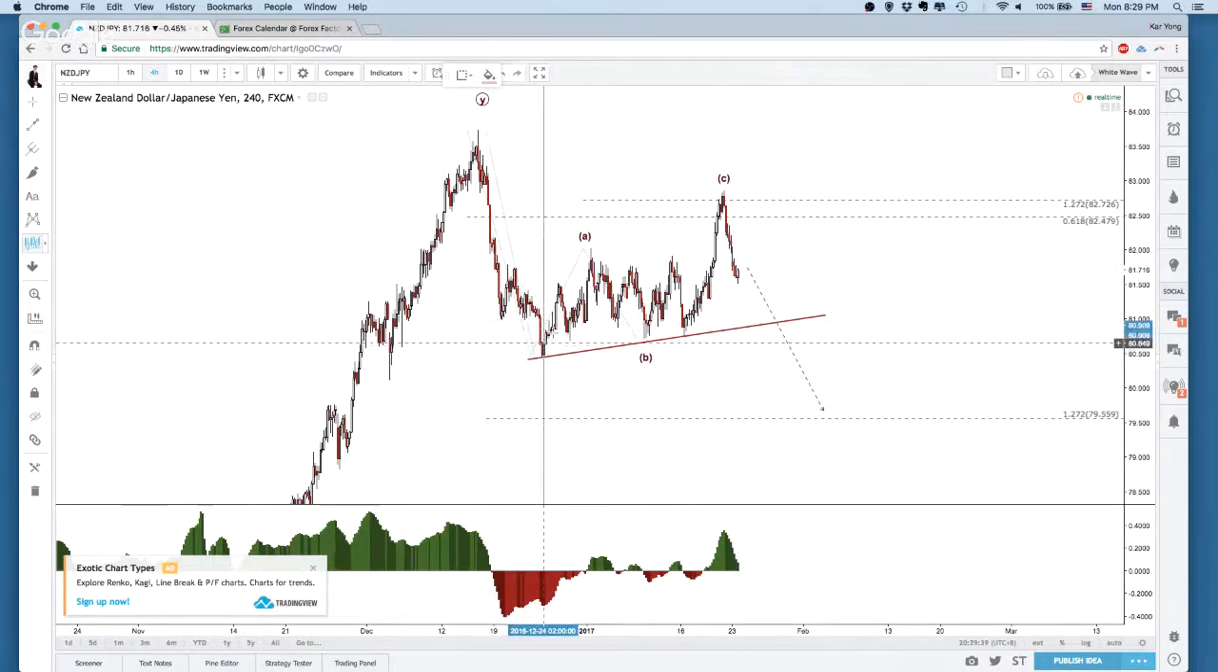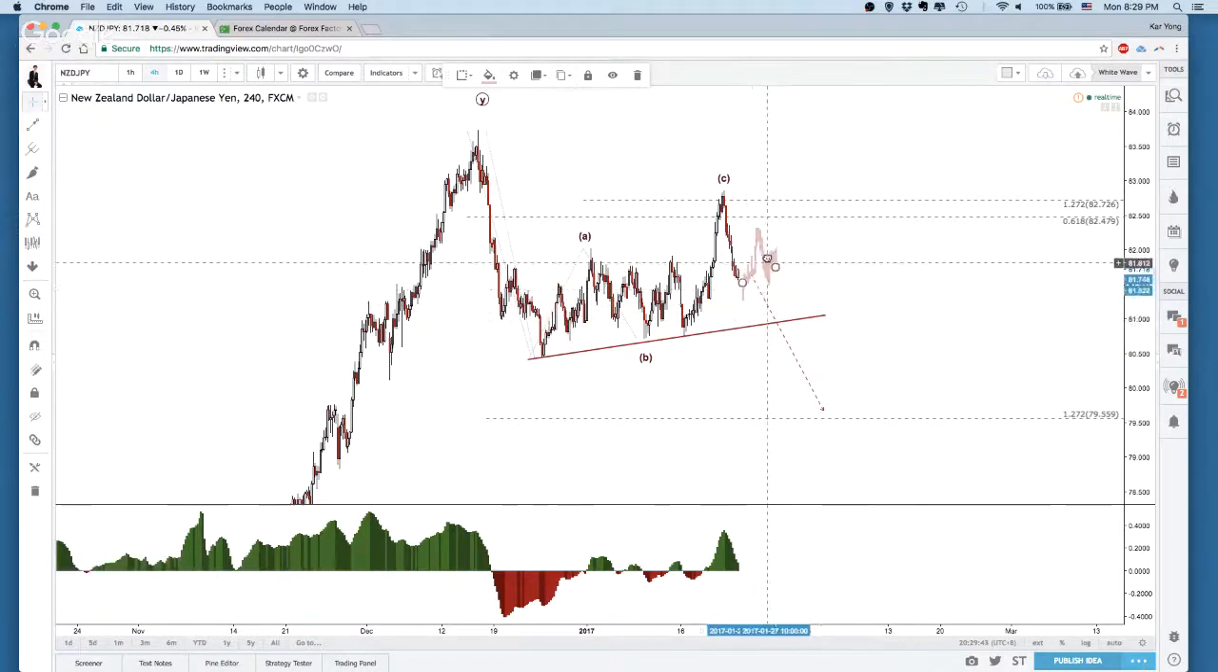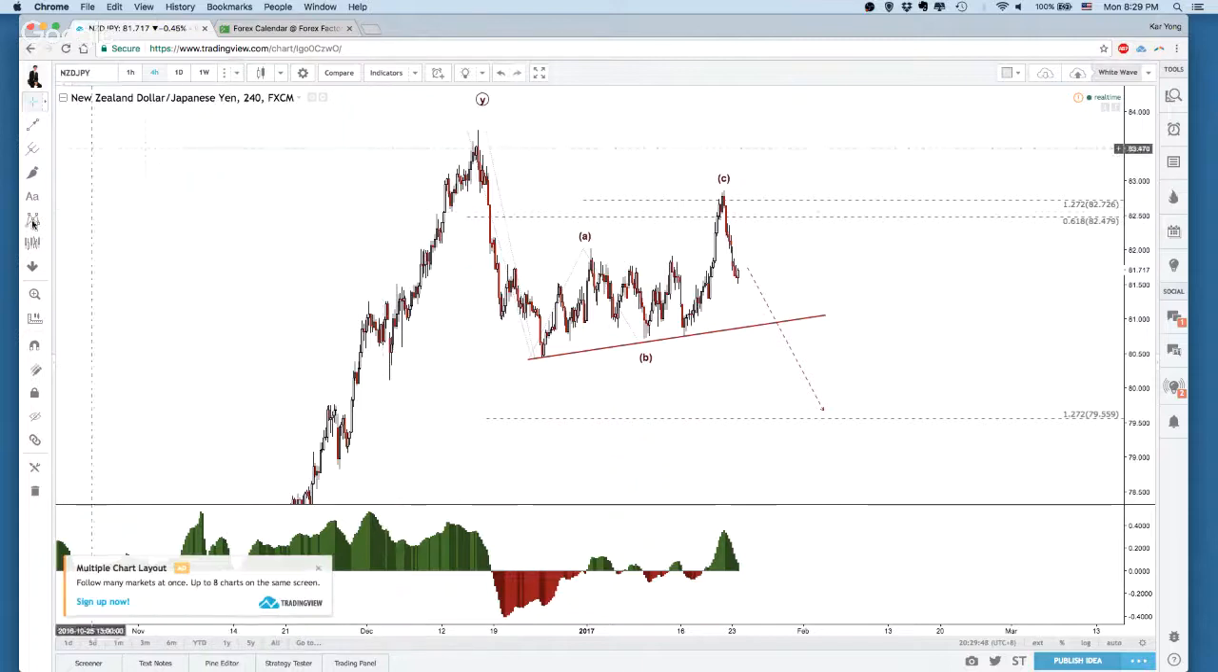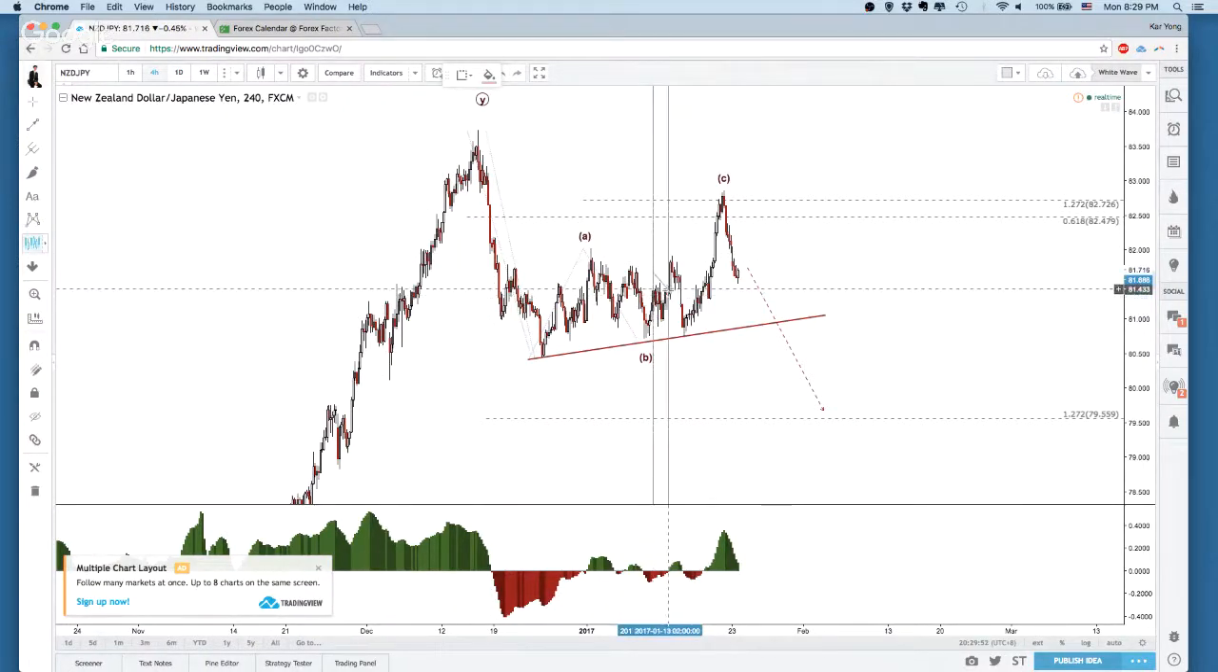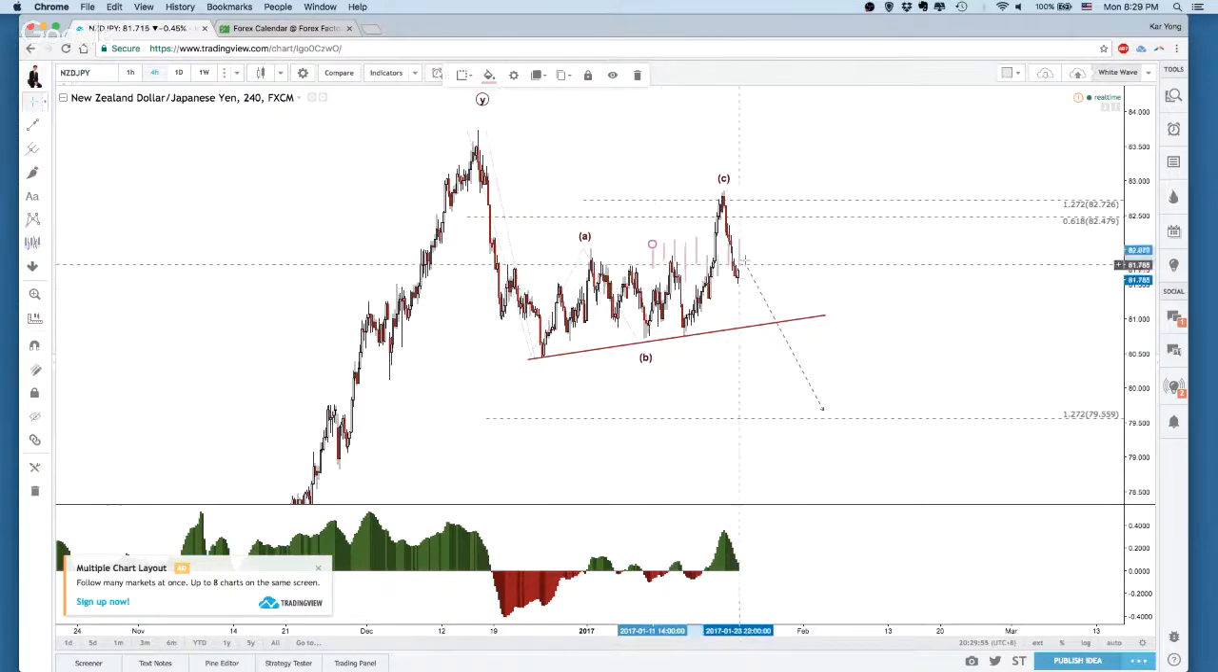If I pull in some feed to show you how it looks, the correction can look something like this. Definitely it's not going to be so deep. So let me just do a proper one. Perhaps expect something like this over here.